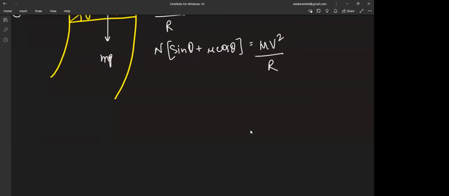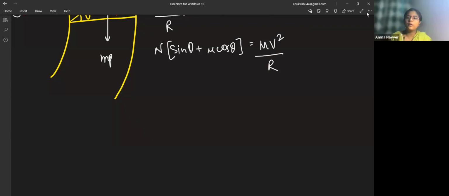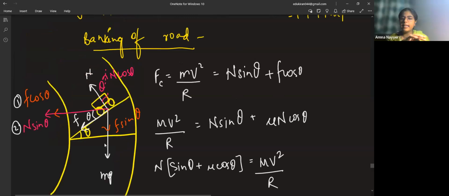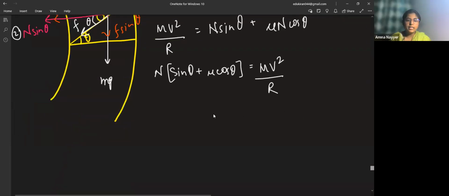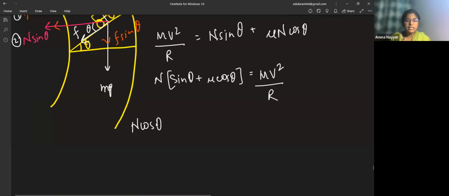Now see, this was one equation which we had solved. This is left along the y-axis. On the x-axis we have seen f cos theta and n sin theta providing the necessary centripetal force. Regarding the y-axis, n cos theta is being balanced by f sin theta and mg. So what is n cos theta equal to? The entire n cos theta is actually balancing f sin theta plus mg.